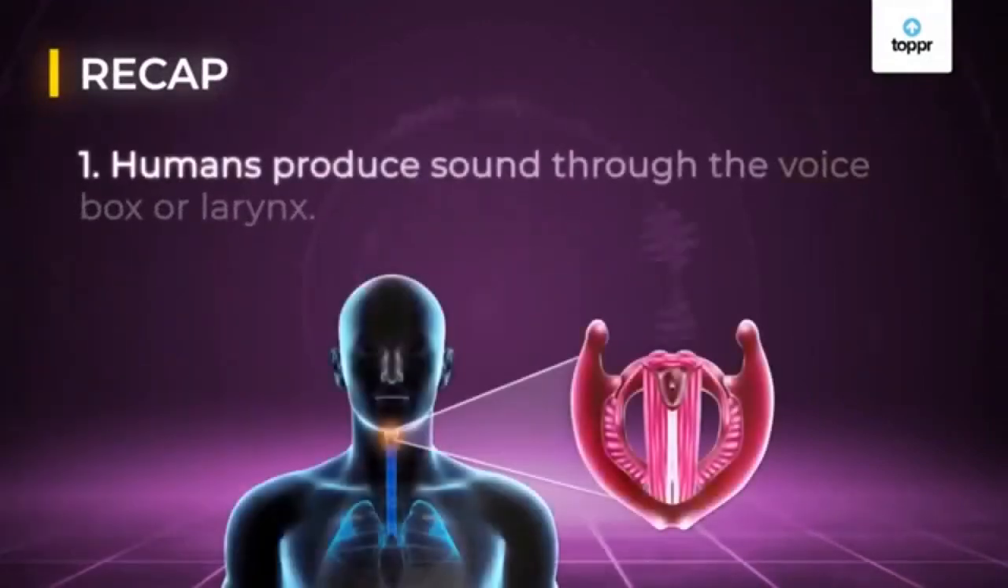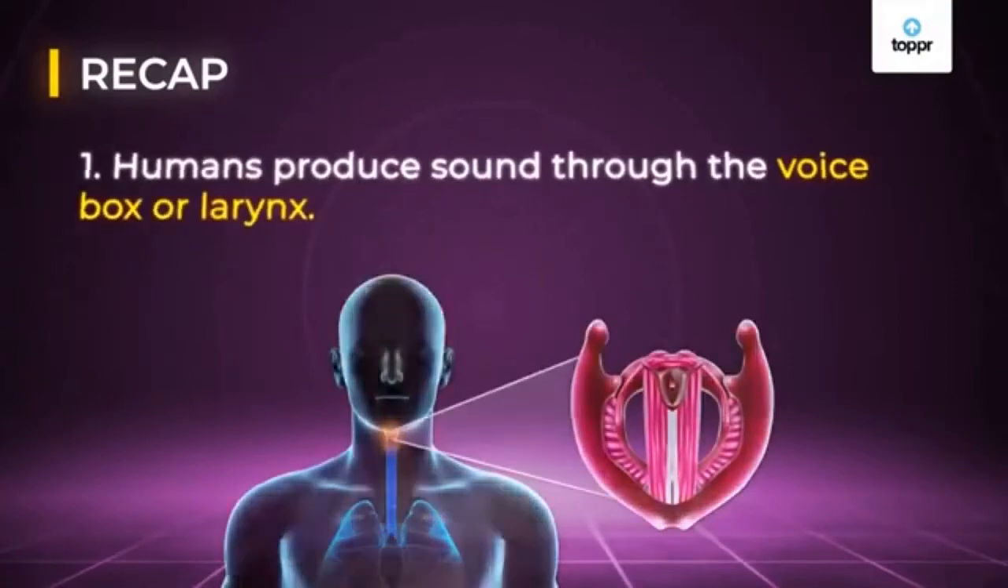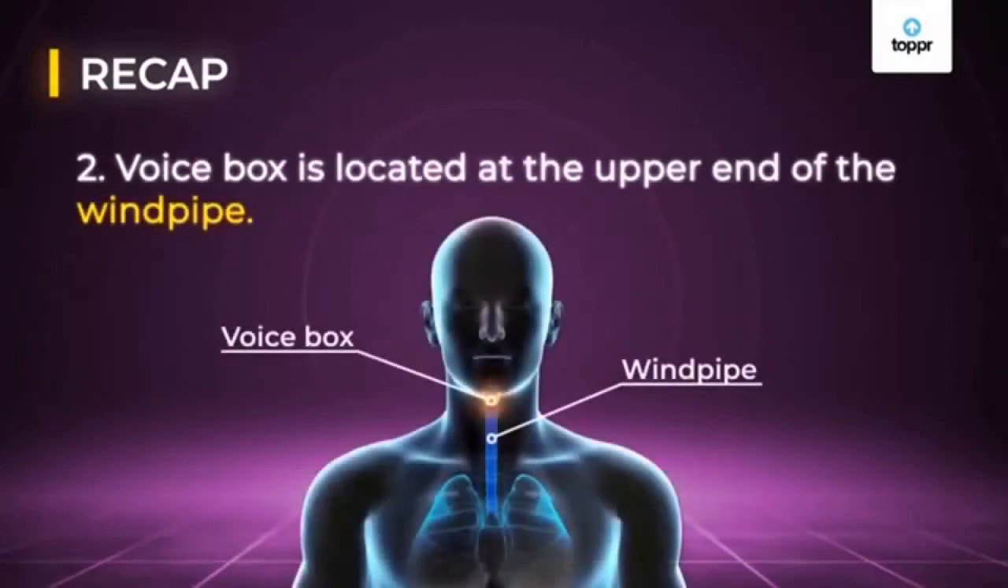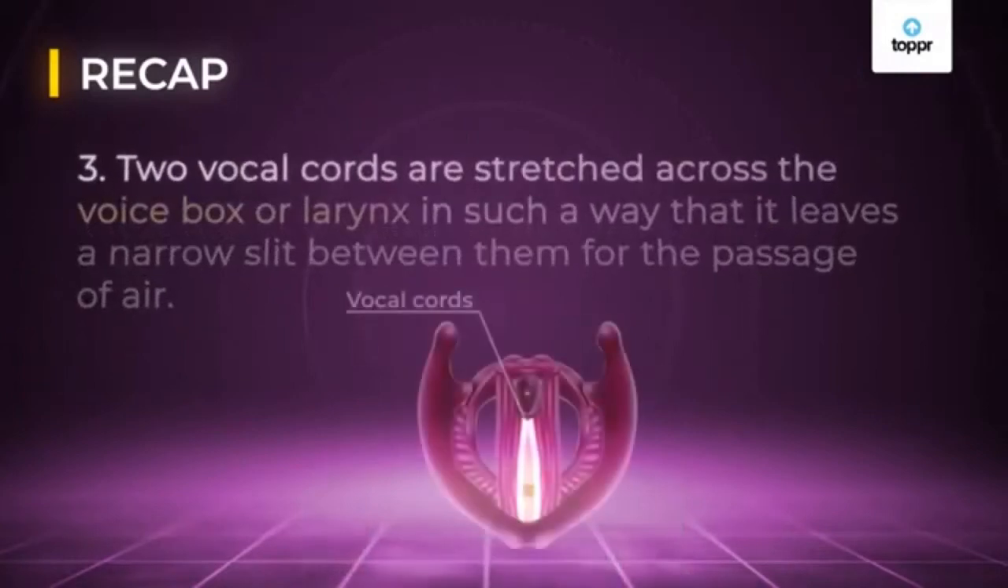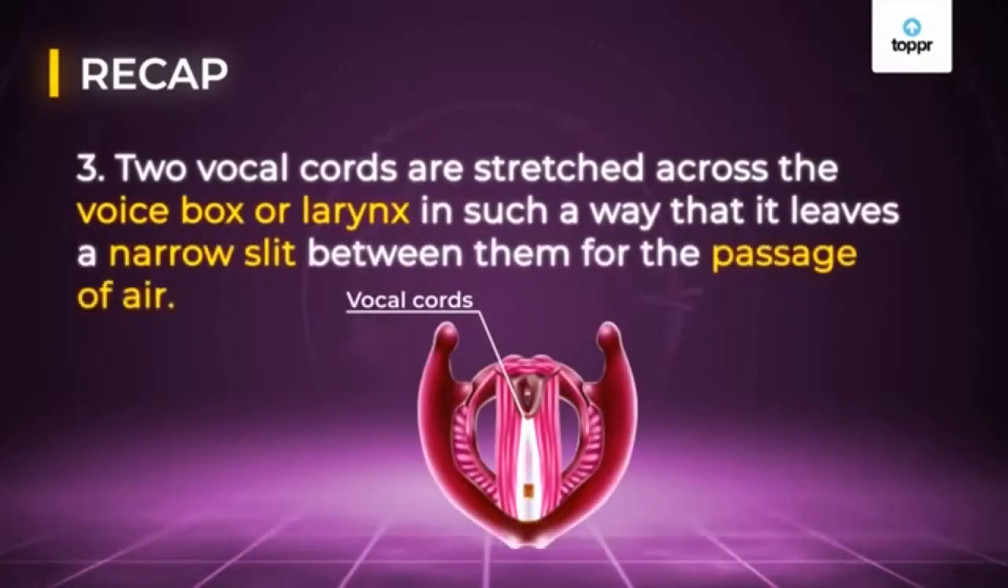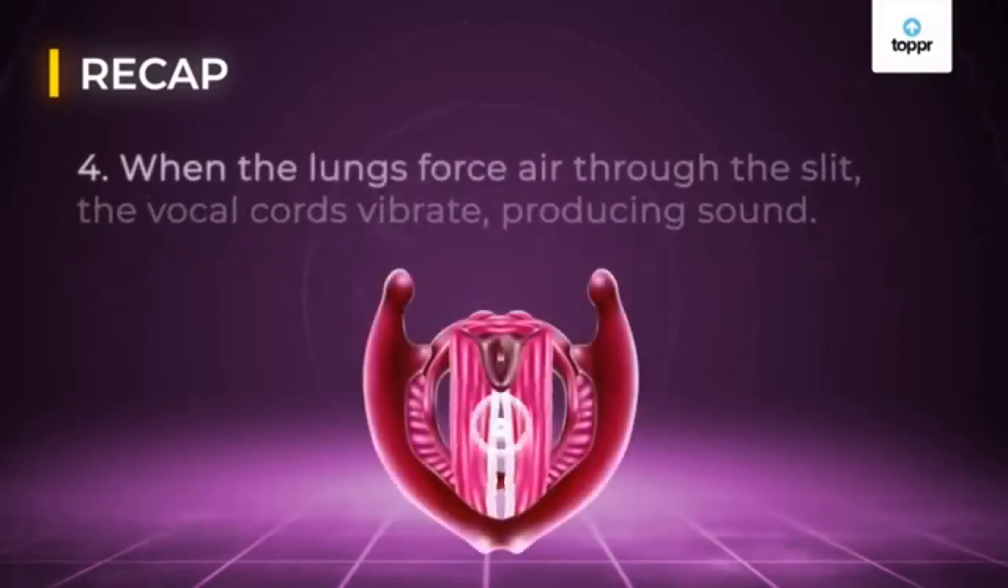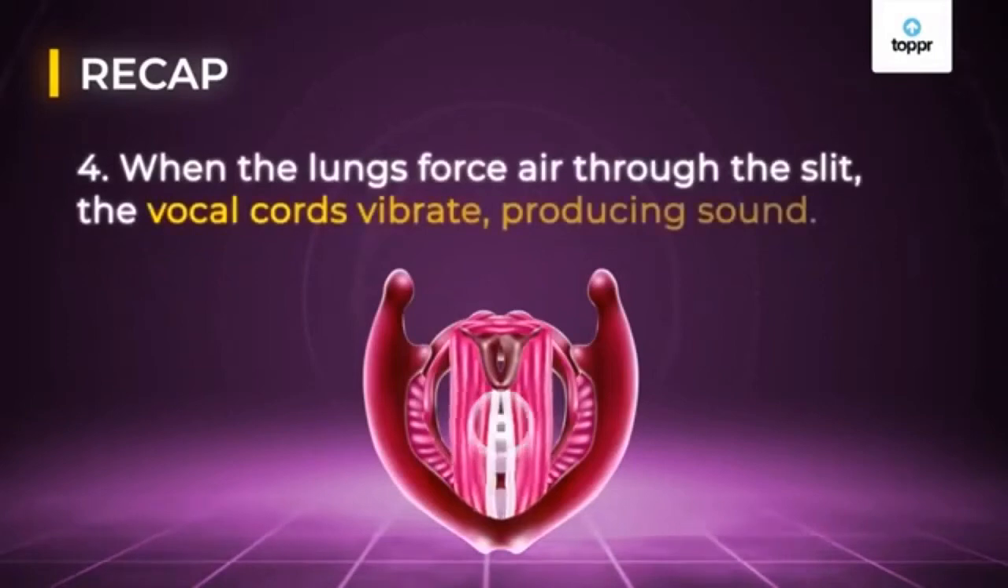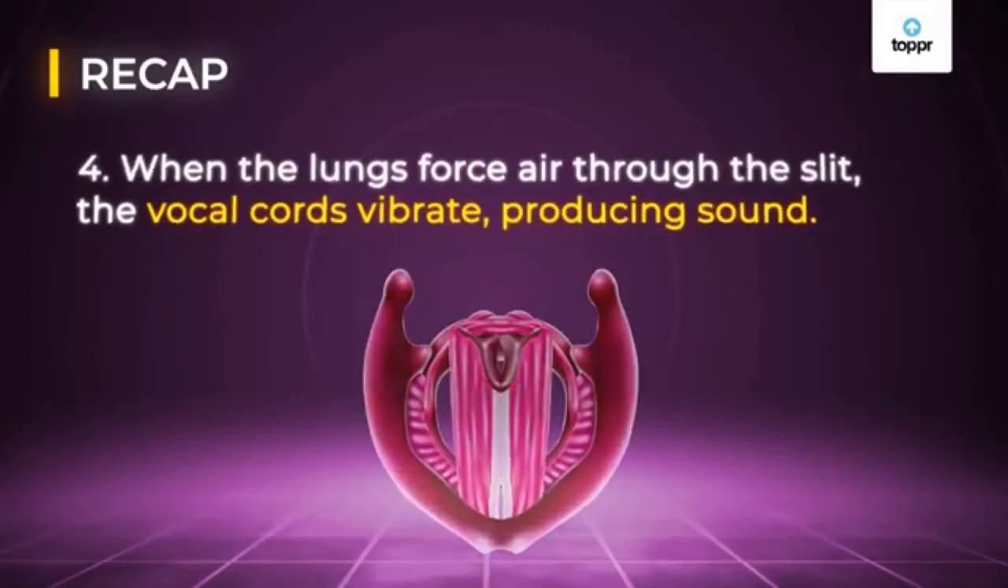Great. We have just explored the mystery behind the sounds we produce. Time to recap what we have learned. Humans produce sound through the voice box or larynx. It is located at the upper end of the windpipe. Two vocal cords are stretched across the voice box or larynx in such a way that it leaves a narrow slit between them for the passage of air. When the lungs force air through the slit, the vocal cords vibrate, producing sound.